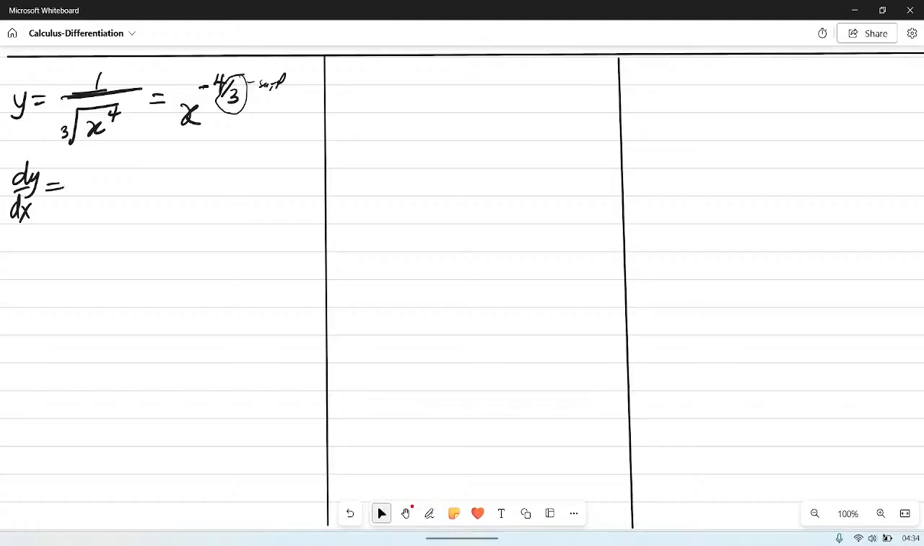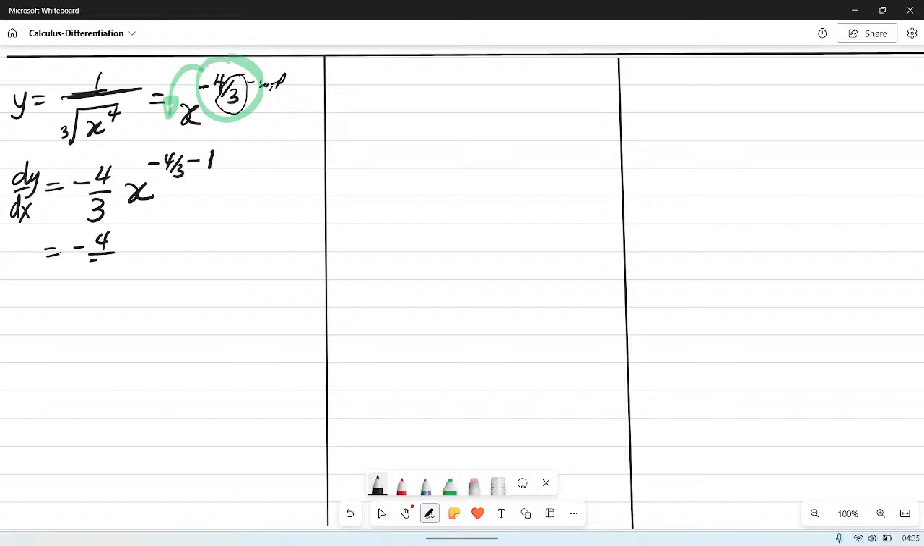When I'm differentiating this one, this exponent comes in front to multiply the coefficient. In our case, we don't have any coefficient there. No, we have 1 as a coefficient. So it becomes negative 4 over 3 x raised to the power negative 4 over 3 minus 1. And as I said, 3 times 1 is negative. So negative 4 minus 3 becomes negative 7. So negative 4 over 3 x raised to the power negative 7 over 3. Are you okay?